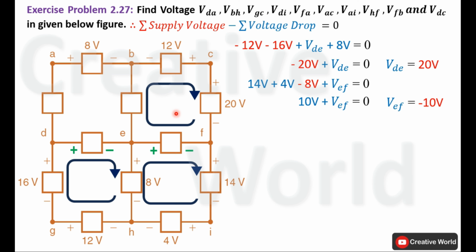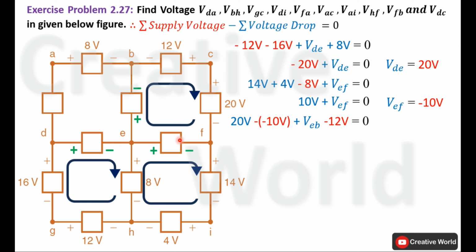After that we will specify polarity notation across this element because it doesn't have any voltage value across it. So current entering terminal will be taken with positive sign and current leaving terminal will be taken with negative sign. Now apply Kirchhoff's voltage law inside this closed loop. We will start from here. Current entering terminal is positive, so voltage across this element will be taken with positive sign.